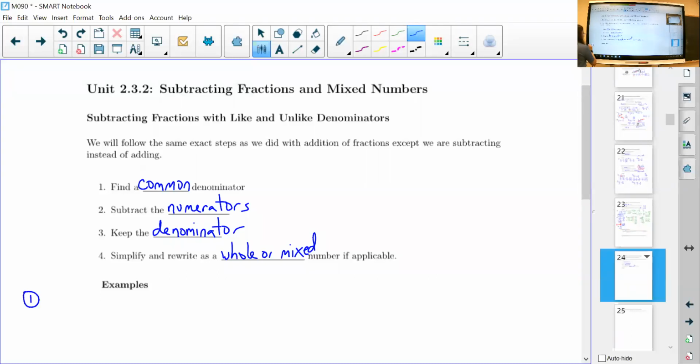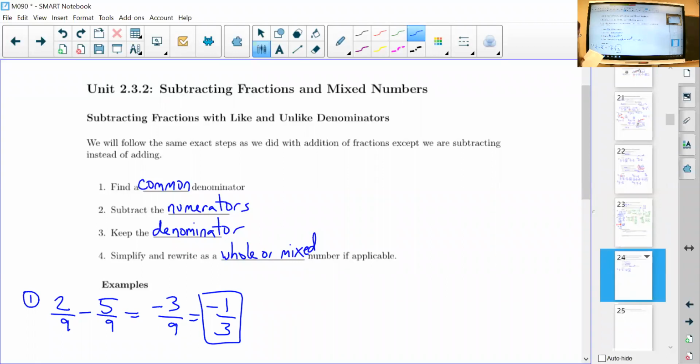So, some examples. 2/9 minus 5/9. Okay, this looks a little weird because we have 2/9, we're taking away 5/9, we're taking away more than we started with. That's okay. We've got a negative number. We'll talk more about those later. But we have a negative number, so -3/9. 2 minus 5 is -3. And we can simplify that to get -1/3.